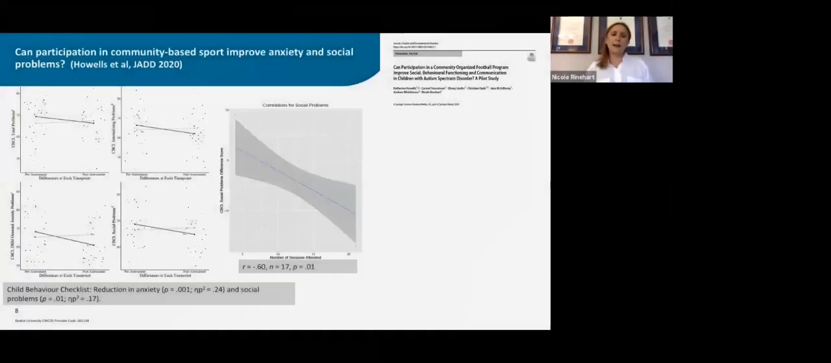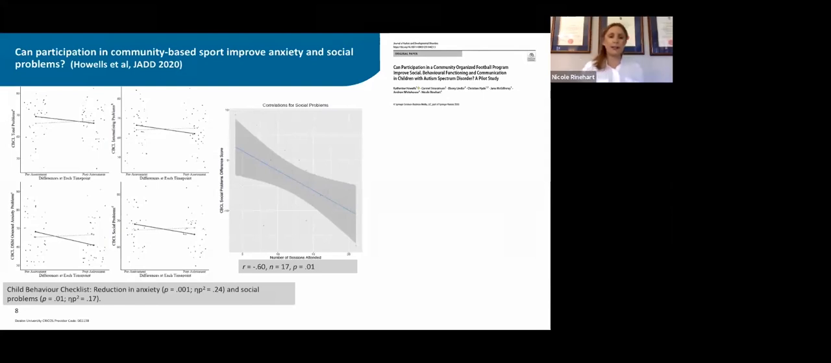And what we did a couple of seasons ago is we took a group of children who had autism who were participating in Auskick, and a group of children who weren't participating in Auskick, football or any other organised physical activity. And we looked at these children pre and post participating in the program. And what we found was that there was a reduction in children's anxiety after the season. And we also found a reduction in social problems.